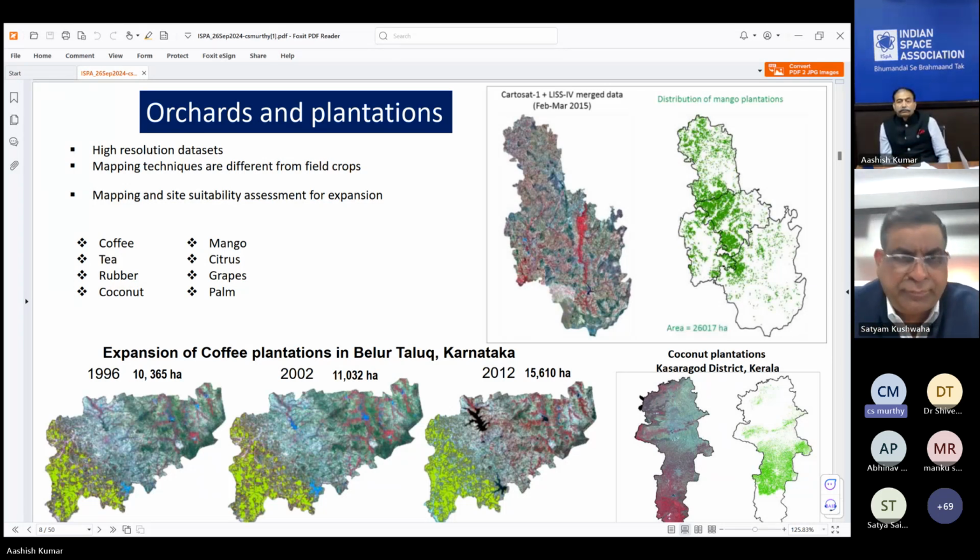multispectral data, because here we adopt a different segmentation technique using the high resolution data, and then using the multispectral data identify the signatures. It is some kind of a fusion technique or hybrid technique we adopt to map these plantations. Very proven cases are reported, where Cartosat plus LISS-IV and then coffee plantations, whatever it is. Next, please.